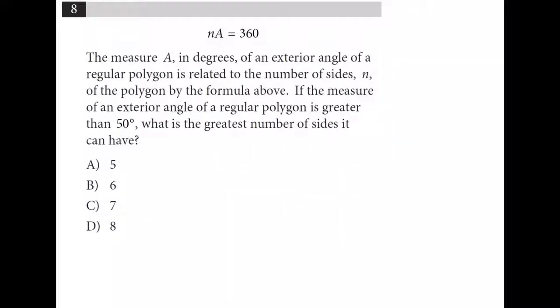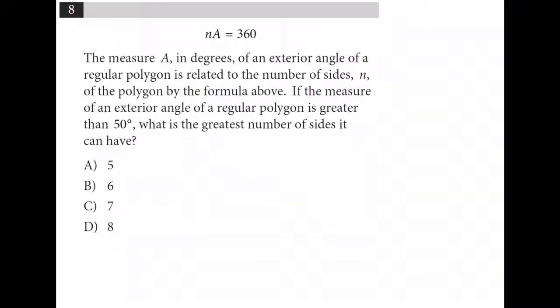Number 8. NA is equal to 360. The measure A in degrees of an exterior angle of a regular polygon is related to the number of sides n of the polygon by the formula above. If the measure of an exterior angle of a regular polygon is greater than 50 degrees, what is the greatest number of sides it can have?